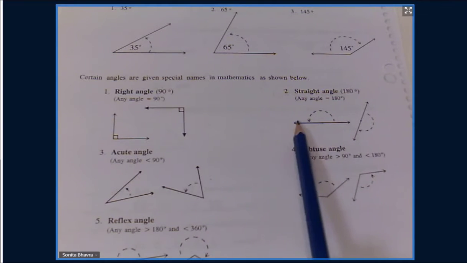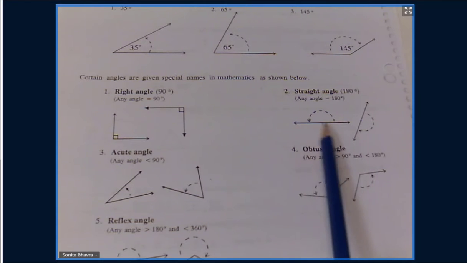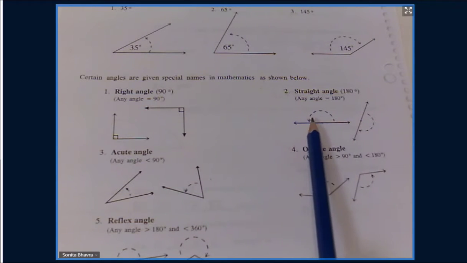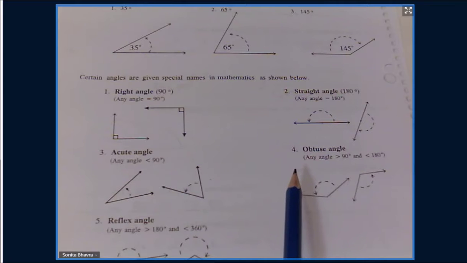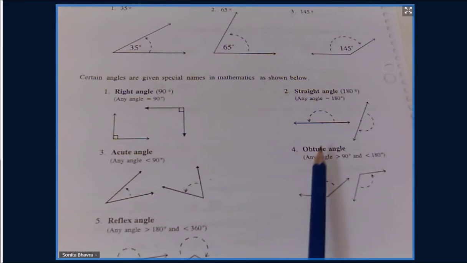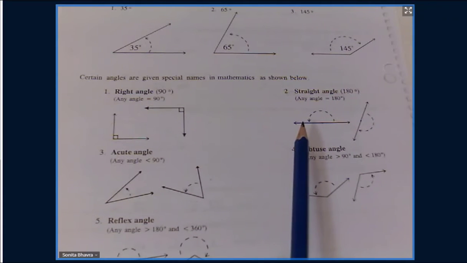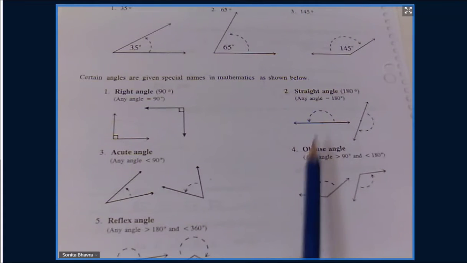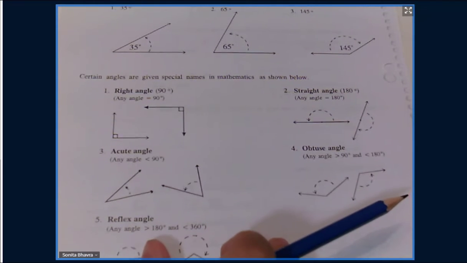A straight line is also called a straight angle. It is 180 degrees. So very important here, whenever you have a straight line, the angle is 180 degrees. You can think of it as 90 plus 90 as well, if you remember it that way.